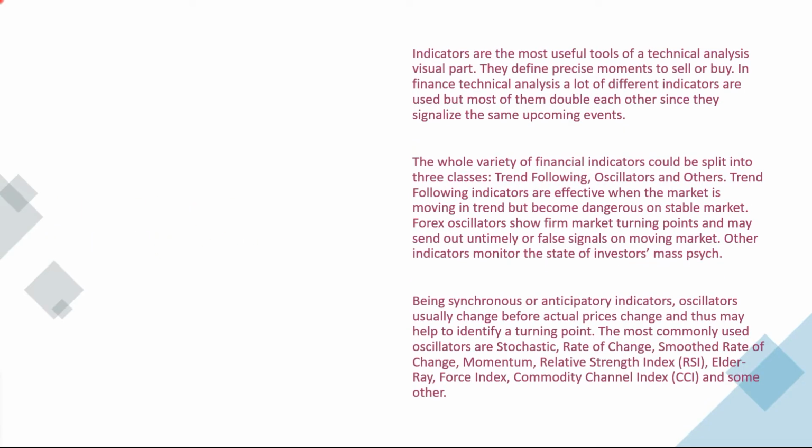Now, indicators are the most useful tool of all technical analysis visual aids. They define precise moments to sell or to buy. In finance, technical analysis has a lot of different indicators, and most of them are used in many different ways. We have trend following, we have oscillators, we have momentum oscillators, we have speed oscillators, we have speed indicators, momentum indicators, volatility indicators, volume indicators.